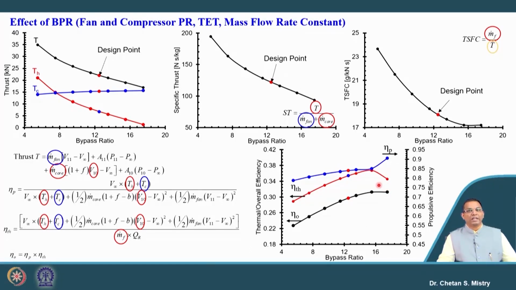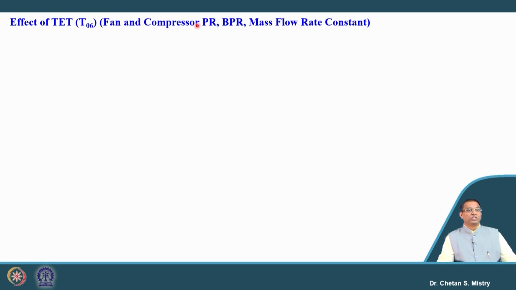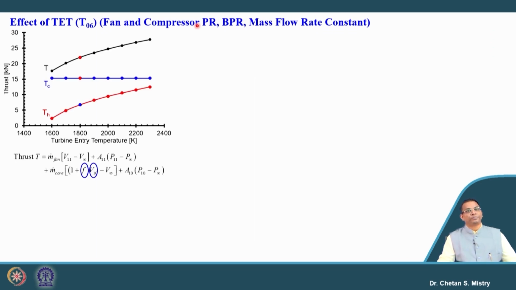Okay. So, let us see here, this is representing the improvement of thermal efficiency with the increase of our bypass ratio. That is what will lead to improve the overall efficiency also. Okay. Now, we are assuming these parameters, fan and compressor pressure ratio, turbine entry temperature, mass flow rate, all those parameters, we are considering as constant. So, let us look at what is happening in terms of the change of turbine entry temperature.